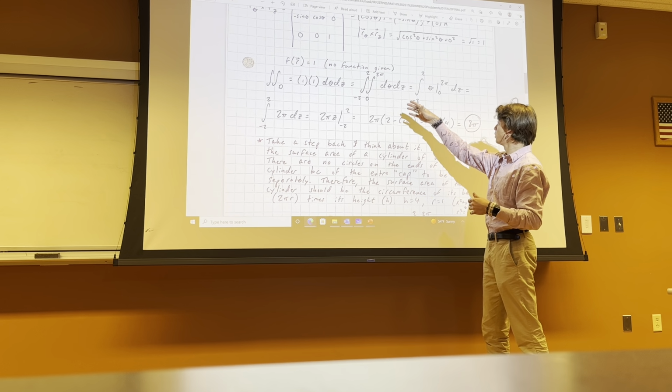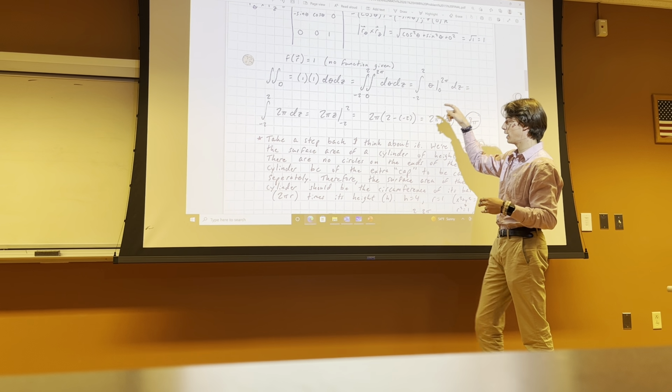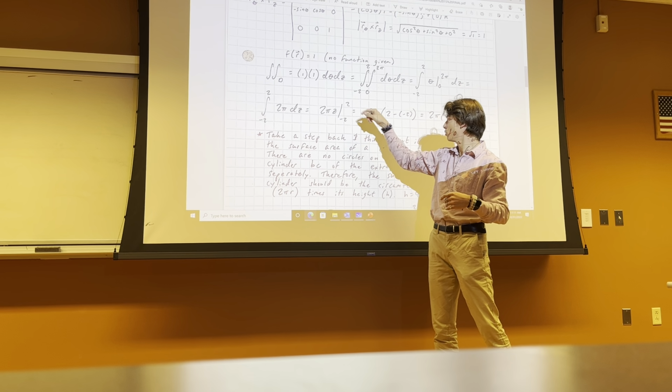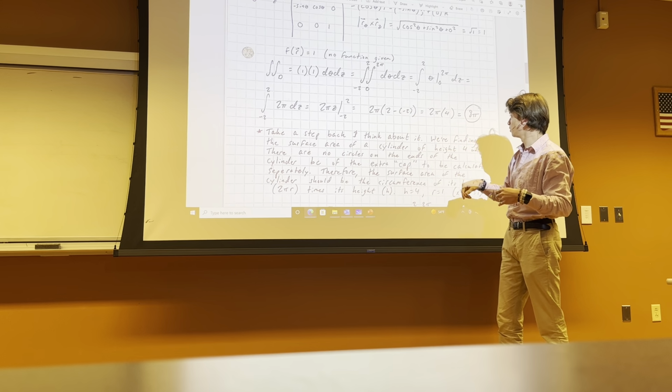So now we're just going to compute this. The integral of d theta is theta from 0 to 2 pi, which is 2 pi. The integral of dz is z from negative 2 to 2. We're going to plug that in, and we're going to get 2 pi times 2 minus negative 2, which is 8 pi.